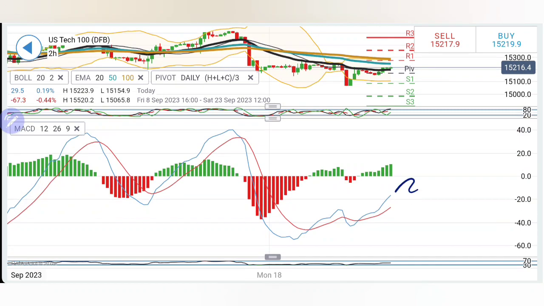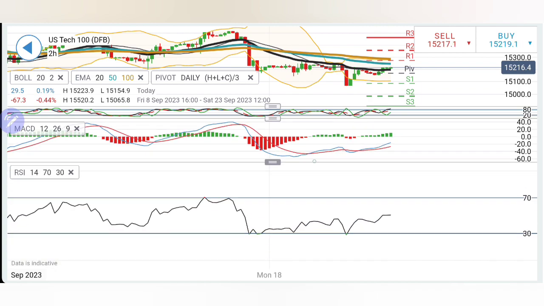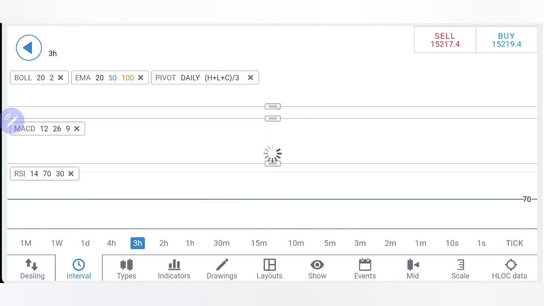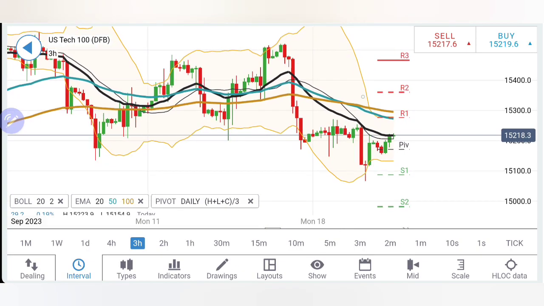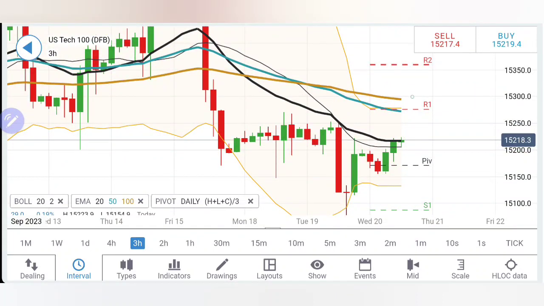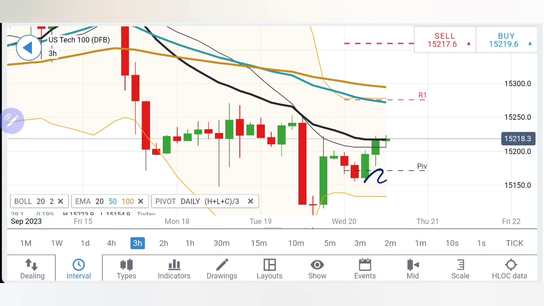Stochastic overbought, MACD is divergent, MACD is bullish, MACD is looking upwards. RSI almost staying flat, it is not showing any strength. While if you look at 3-hour chart, see consistent bullish candles, two candles here. At the same time, this is the third candle in making. However, the body size here has diminished. Thus, this candle is going to be decisive.